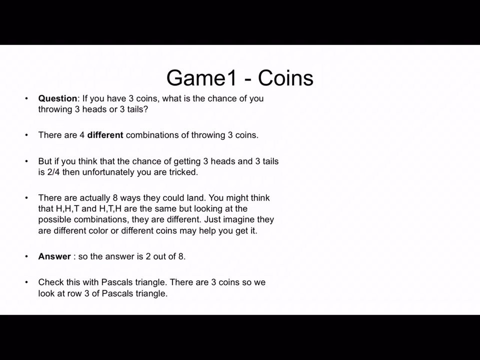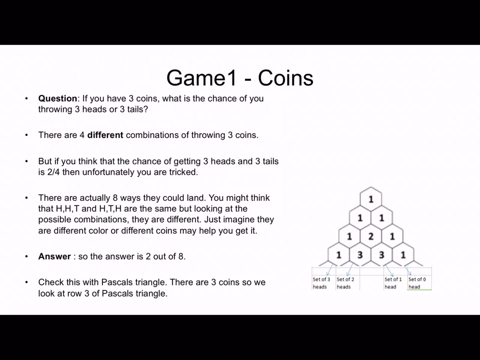Check this with Pascal's triangle. There are 3 coins, so we look at row 3 of Pascal's triangle. The first one tells you how many sets of 3 heads, which is just 3 heads. And then looking at the last one, it's how many sets of 0 heads, which is just 3 tails. So that 1 plus 1 is 2. And then 1, 3, 3, and 1 add up to 8. So we automatically know that it is 2 out of 8.